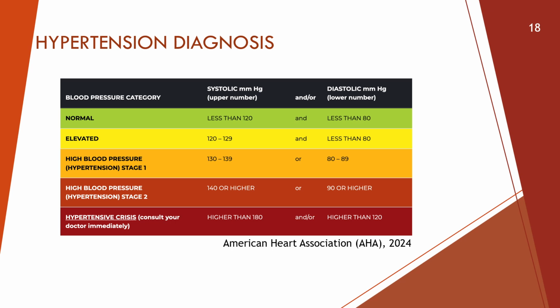When the blood pressure is severely high, I'm talking about systolic being higher than 180 or diastolic being higher than 120, this is considered a hypertensive crisis, and patients need immediate medical attention because they could have organ damage. And we'll talk more about that at the end.